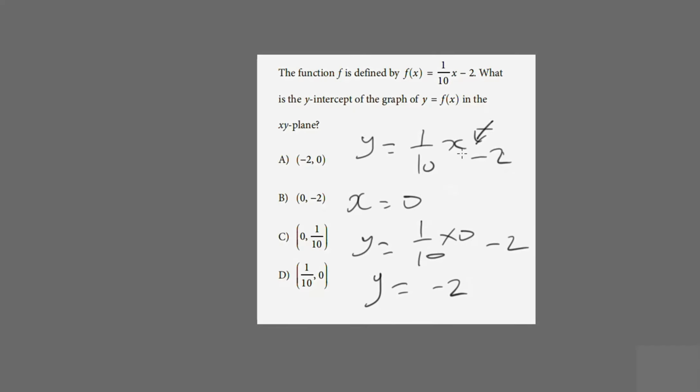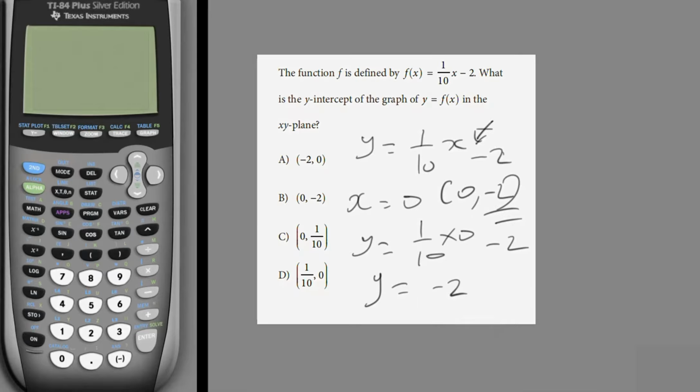So this shows us that y equals f of x in the xy plane will have coordinates where, when x is 0, y is negative 2. Alright, so the answer is option B. It's as simple as this. So we don't need this TI-84 Plus CE calculator to punch anything.